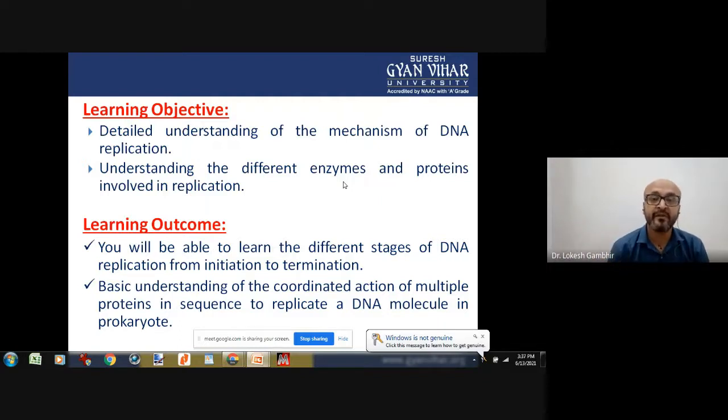So the learning objective of this lecture is to give an understanding of how the mechanism of DNA replication is happening and what the different players present in this line of events in prokaryotes are. By the end of the lecture, I expect that you should be able to understand how the stages like initiation, elongation, and termination are being regulated by different proteins, and how, at the end, it results in the formation of double-stranded DNA, a new DNA formed from a template. The complete coordination required in sequential manner to replicate a DNA should be the probable outcome. If you have understood that, then the lecture is a success.